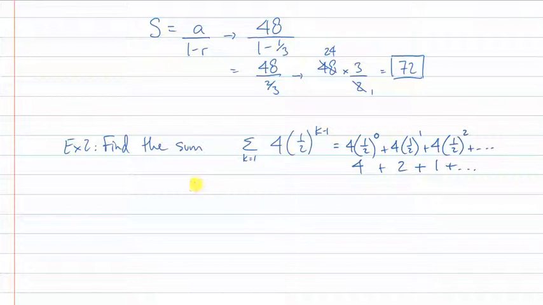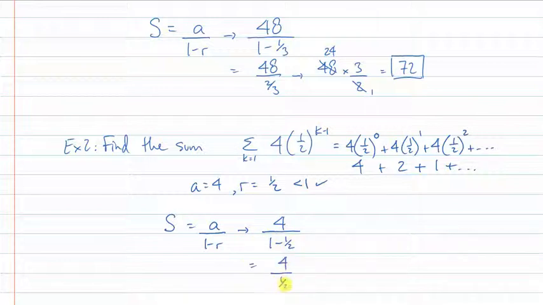Alright, well, we can see that we have an a value of 4, and we have an r value of 1/2. You might want to look at the sigma notation to see where the 4 and the 1/2 can be found. Because this is infinite, and r is less than 1, I have an infinite sum. So a over 1 minus r is going to become 4 over 1 minus half, which is 4 divided by half, or 4 times 2, which is 8. So this sum added forever is 8.